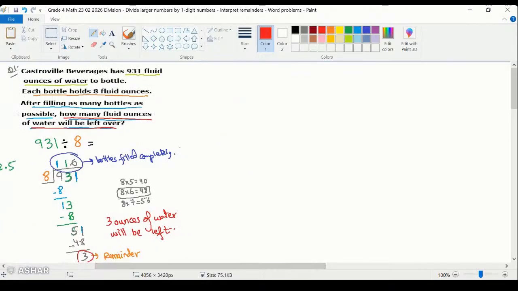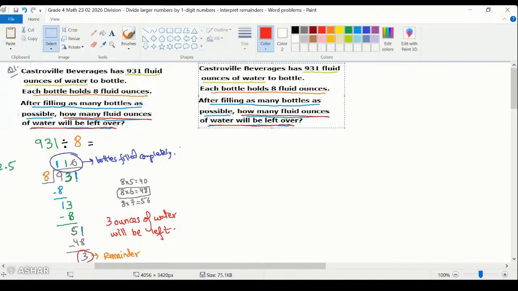Okay, let's do the same question with smaller values so that you can understand this. Let's suppose they had 17 fluid ounces of water. If each bottle can hold 8, so what we say is 17 is divided by 8. 8 times 2 is 16. Agreed? And we are left with 1 ounce.